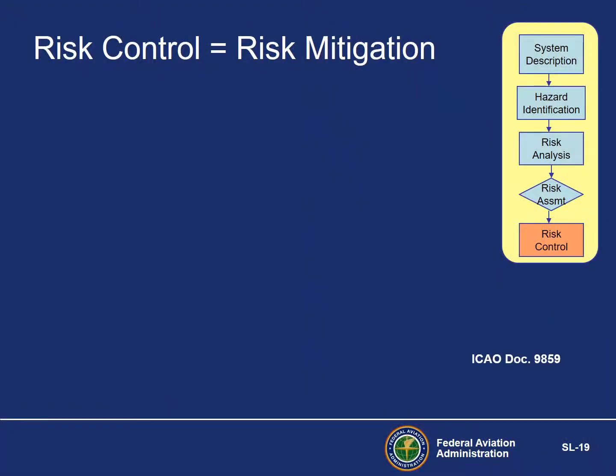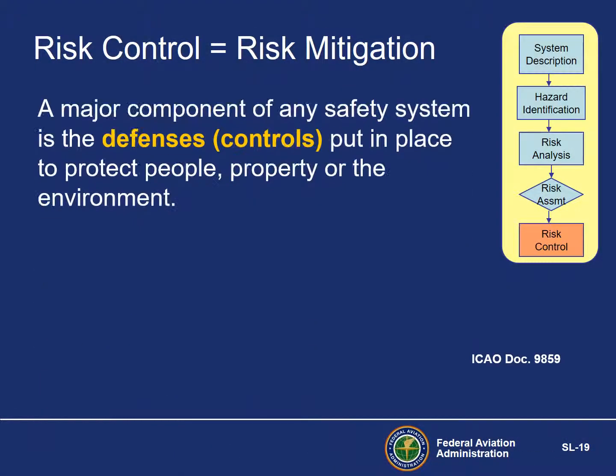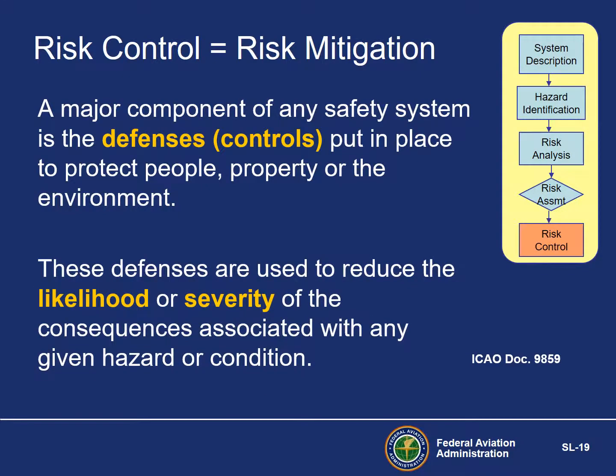Risk controls are sometimes called defenses or barriers. While we may be able to reduce the severity, say by using protective equipment, in most risk situations, we'll only be able to reduce the likelihood or probability that something bad will happen. We'll do this by reducing the likelihood of an active failure, mostly human errors or equipment malfunctions.